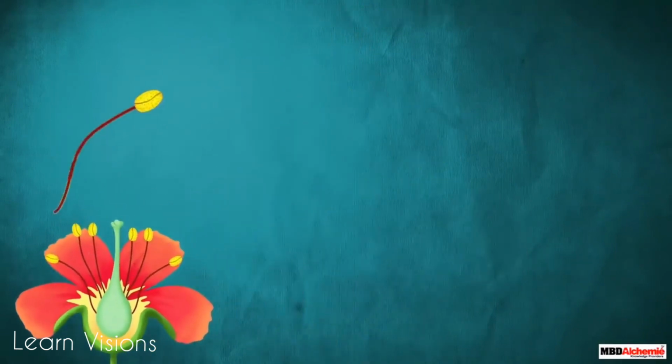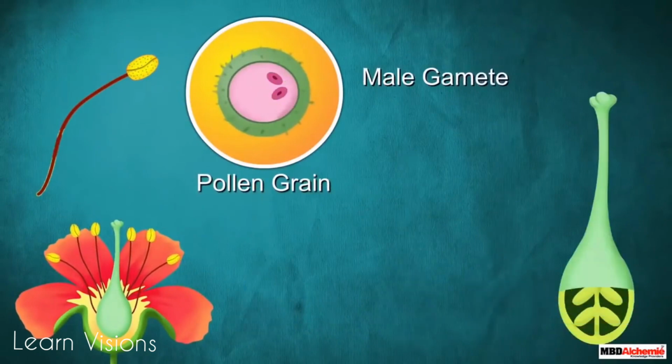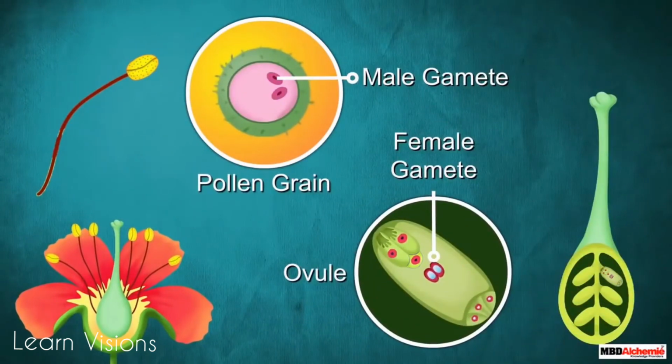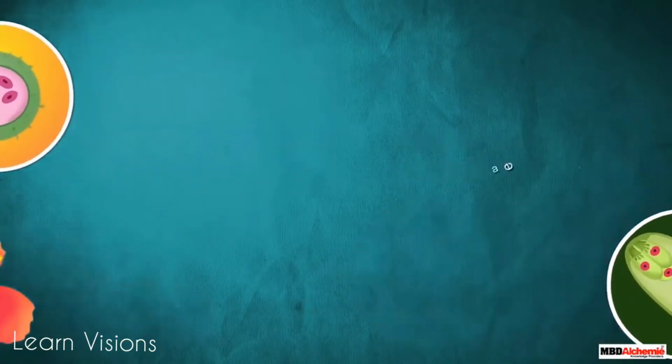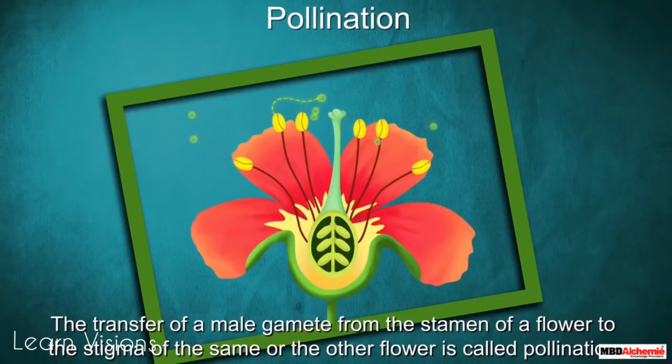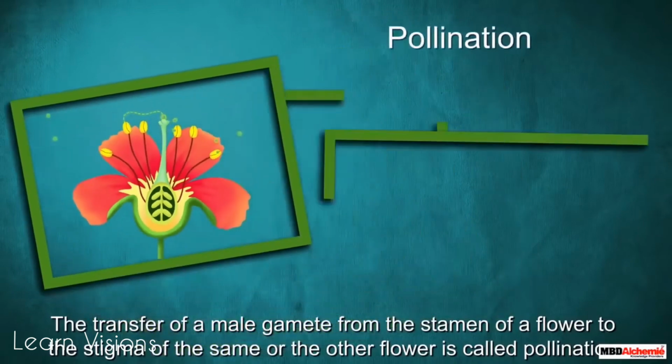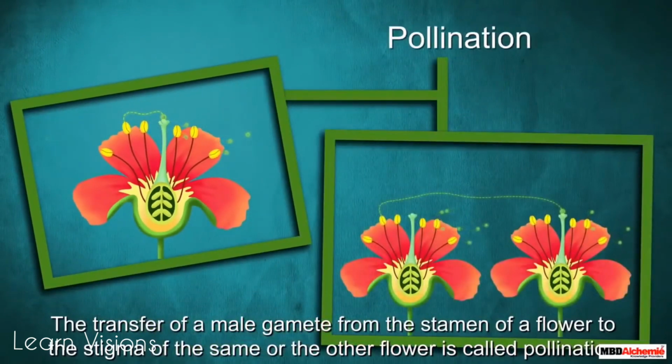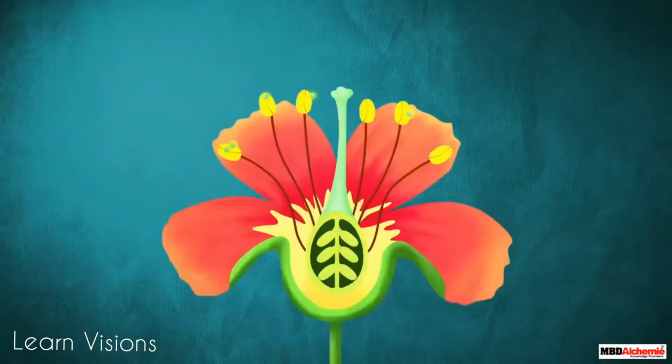Now for reproduction, the male gamete should reach the ovary of the flower. The male gamete from the stamen transfers to the stigma of the flower with the help of pollinating agents. This transfer of pollen grains is called pollination. Pollination can occur within the same flower or a different flower.